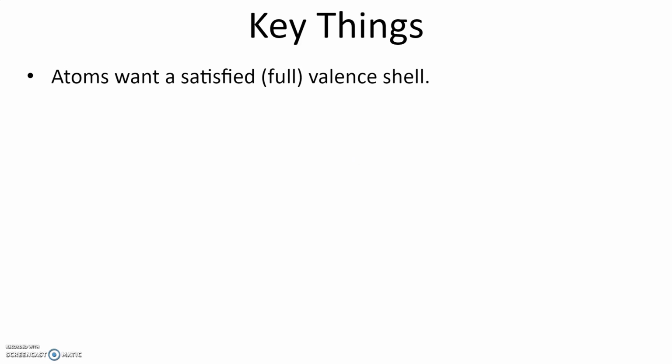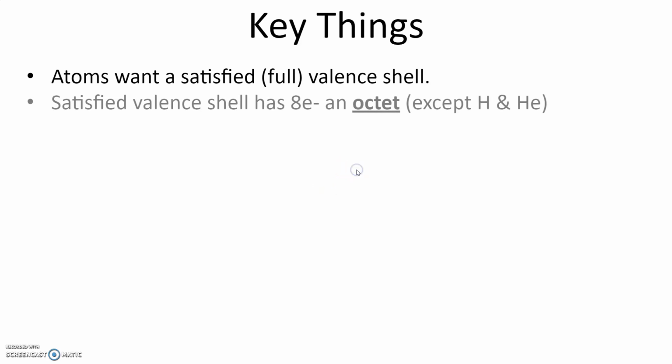There are a couple key things that we need to know in order to predict the common ionic charge. First thing is that atoms want a satisfied or full valence shell. What do I mean by that? A satisfied valence shell typically has 8 electrons, also known as an octet. If you think of the octopus, or ocho, which is 8 in Spanish, they all have the same root word. Octet means 8. There are 2 exceptions to that, hydrogen and helium, which are in period 1. That's because for them, their valence shell is the first shell, which can only fit 2 electrons, so it's satisfied with 2 electrons. So the only exceptions to the octet rule are in the first period.